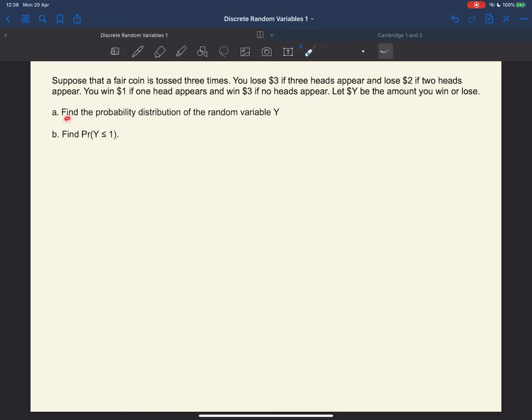Find the probability distribution of the random variable Y. So probability distribution, key part here. Might even underline that now. And then find the probability that the number of dollars you win or lose is less than or equal to 1.